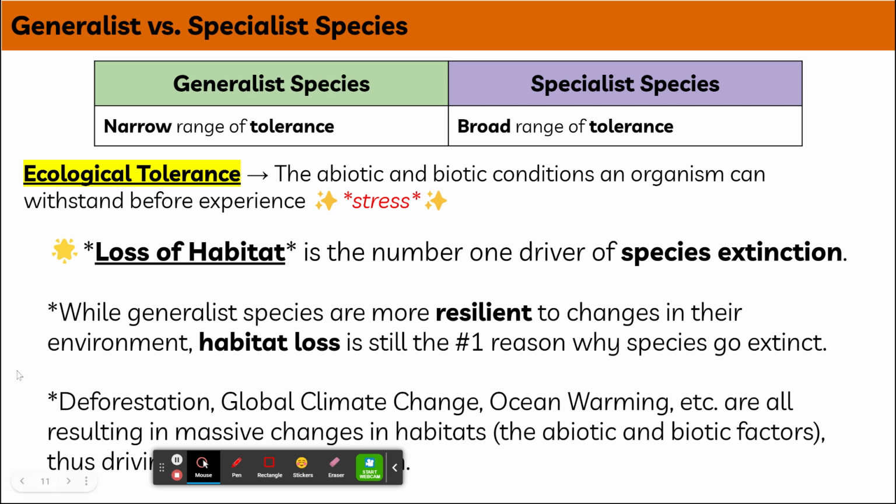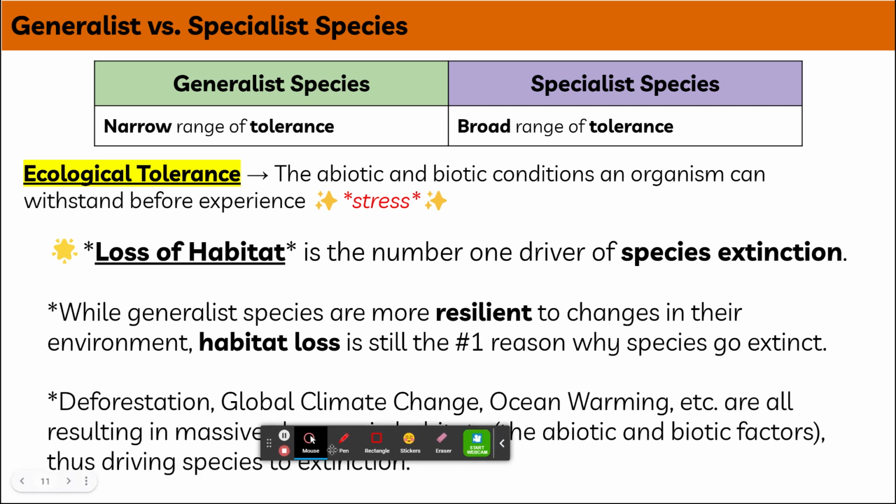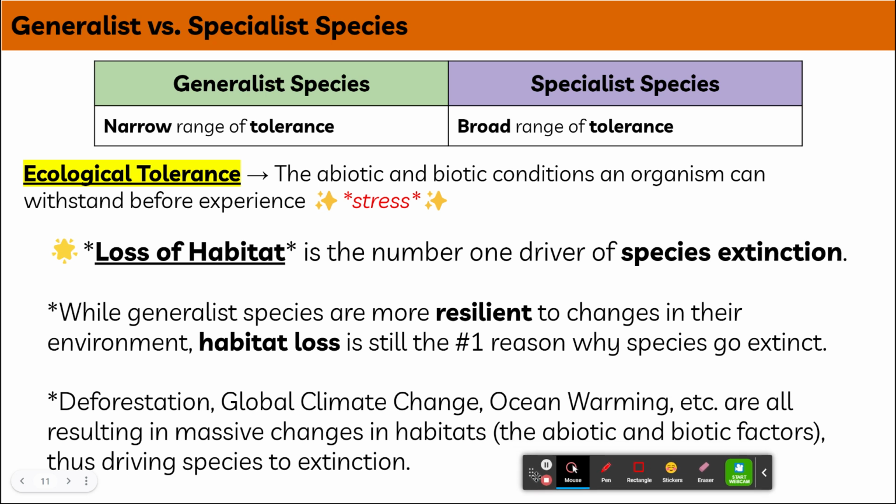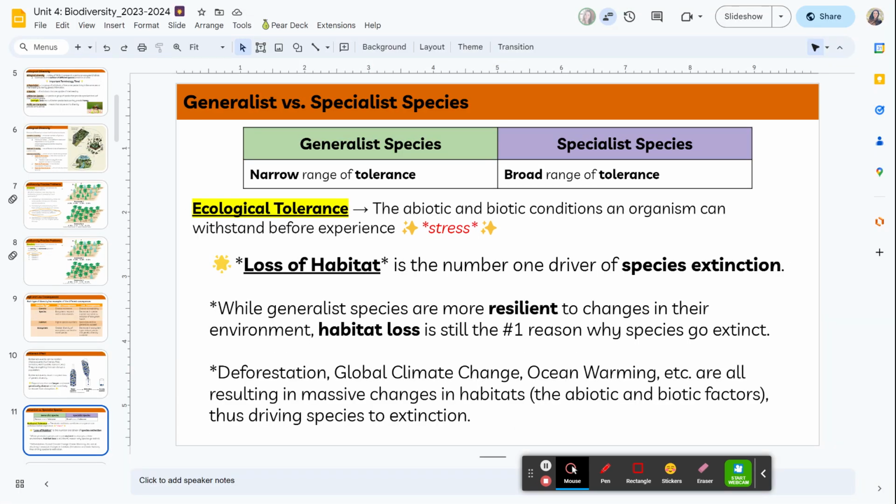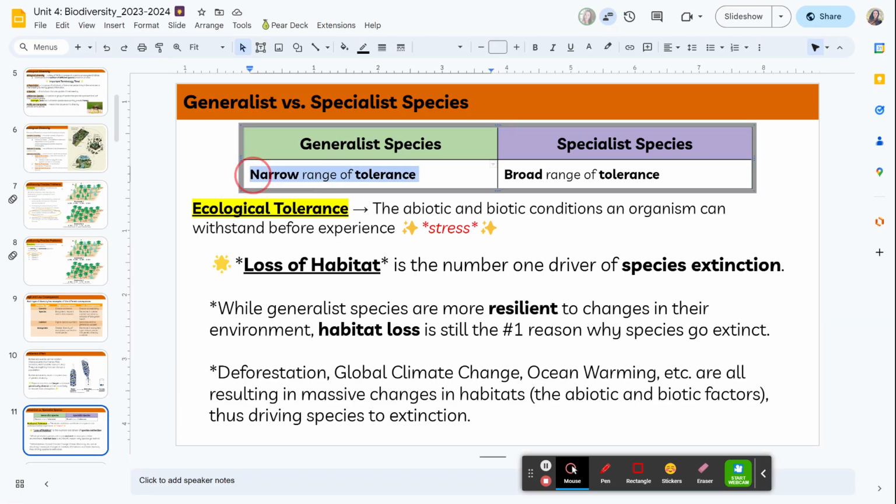So we talked a little bit about generalist and specialist species in Unit 3, but this is just more of a review. So generalist species have a very, this is not right. I need to fix this. There we go.